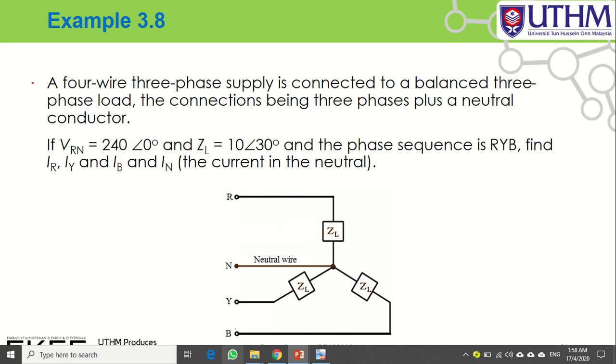Okay, first read the question. A 4-wire 3-phase supply, take note, is connected to a balanced 3-phase load. The connection is 3 phases plus a neutral conductor. What does that mean? You have a Y connected load. Only Y has a neutral, delta has no neutral, right? Y connected load. If VRN equal to 240 angle 0 degrees, and ZL equal to 10 angle 30 degrees ohm, the phase sequence is RYB, and find IR, IY, and IN.